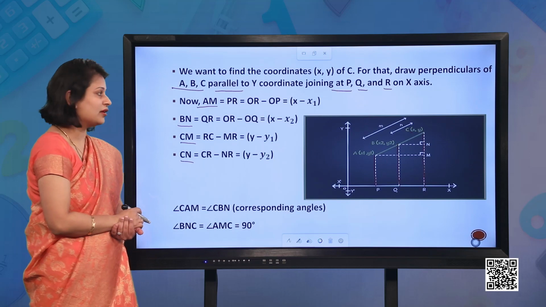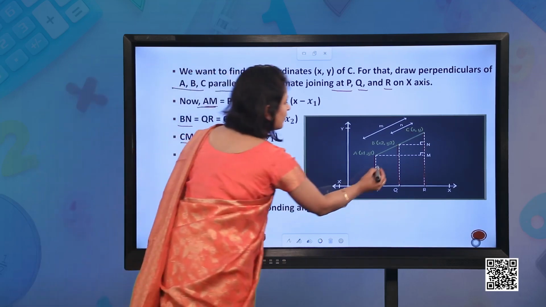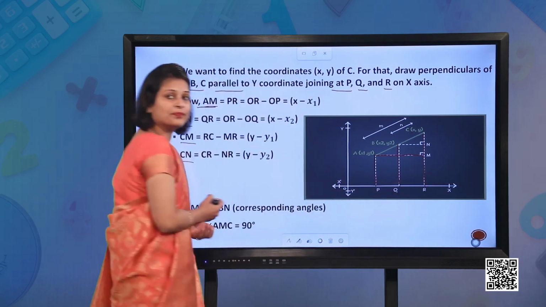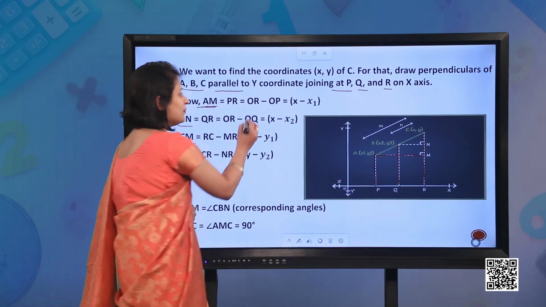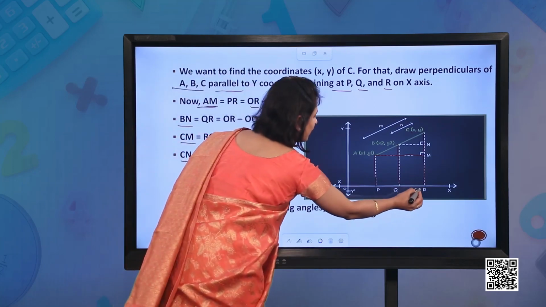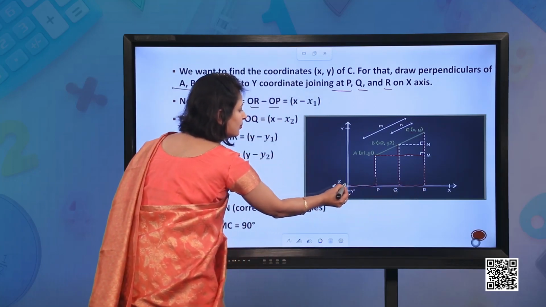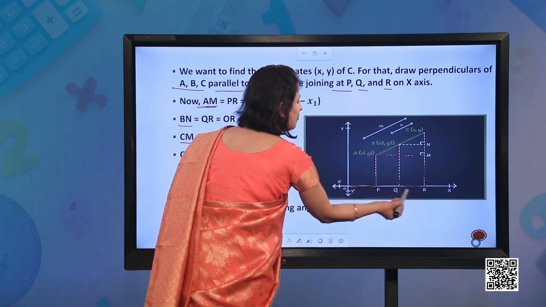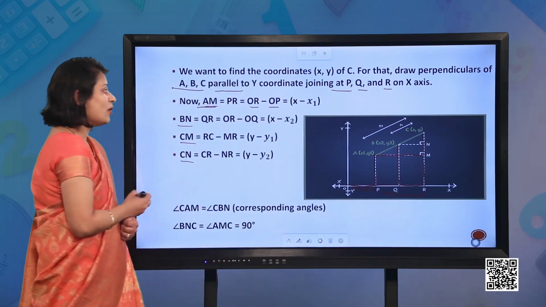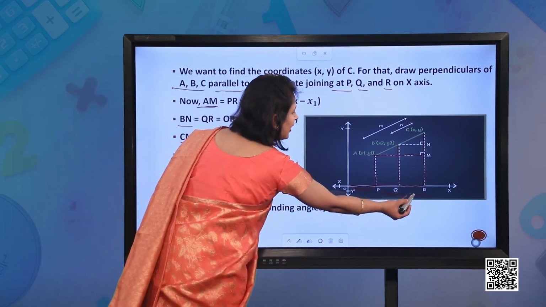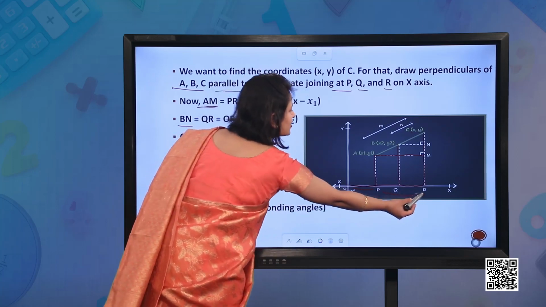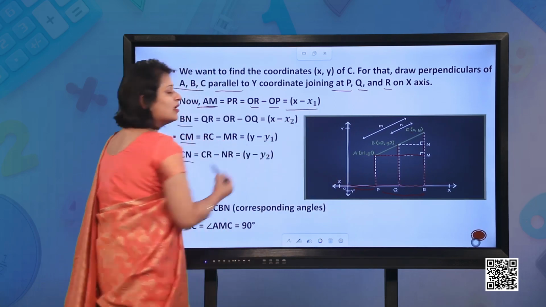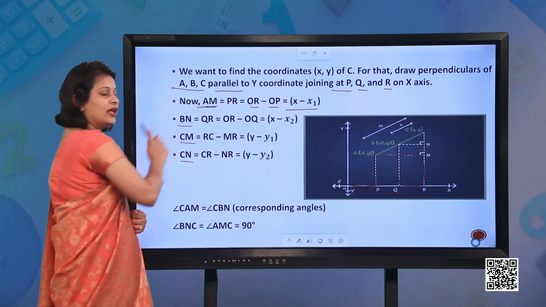Now we have to calculate the values of AM, BN, CM and CN. How will you calculate it? See AM. This is parallel to PR, so the value will be OR minus OP. OR minus OP will give you the value of AM, or you can say PR. Now here OR is x, this total is x and this is x1. So x minus x1 will be the value of AM.